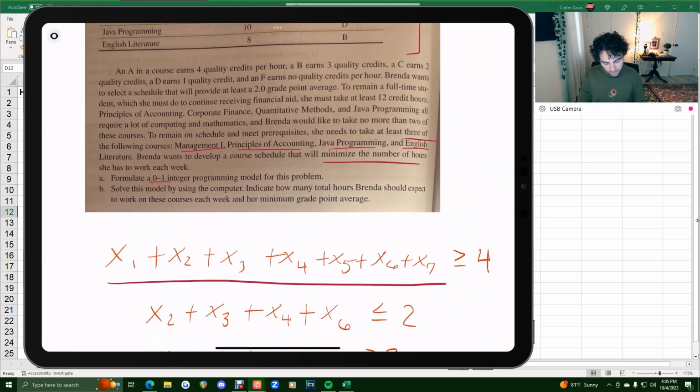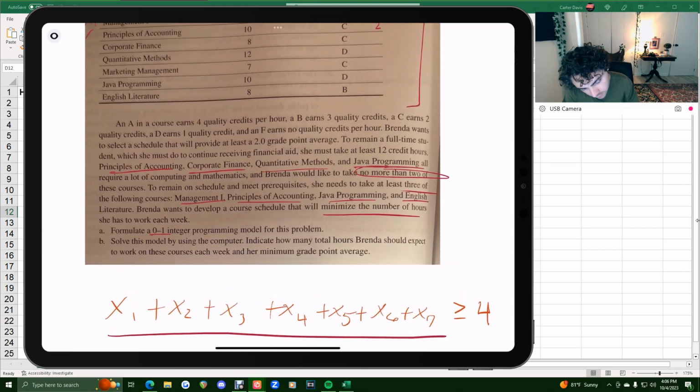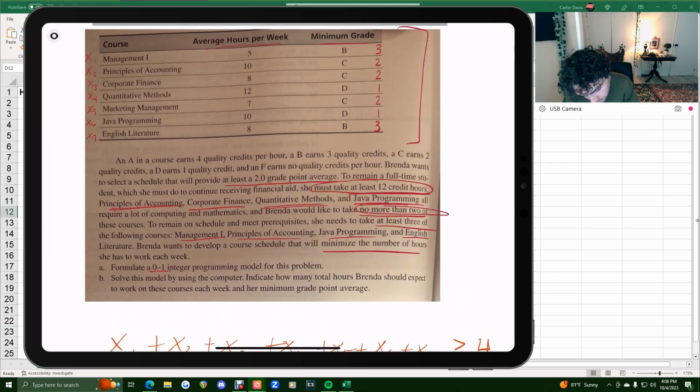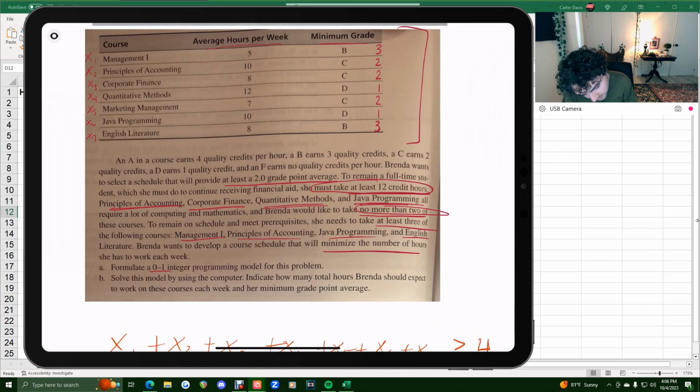All right, next one. Let's think about where this comes from. Less than or equal to 2 would come from the no more than 2 of the math classes: principles, corporate finance, quantitative, Java. Let's try this again. Okay, so these classes: principles is X2, corporate finance is X3, quantitative methods is X4, and Java is X6.